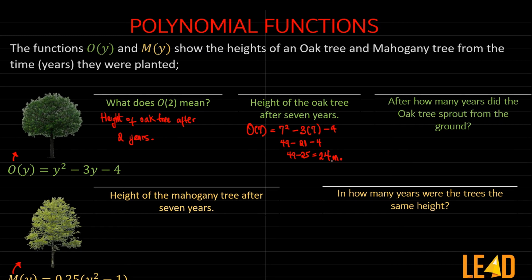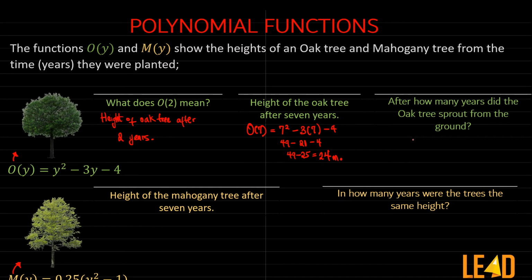After how many years did the oak tree sprout from the ground? Good. Now, I think the idea behind this question is that when you bury a seed, it takes a while before the tree begins to shoot from the ground, yeah? So it takes a while before it does that. So you could say, basically, when it begins to sprout from the ground is when the height becomes 0. Because when you measure the height of a tree, of course, you measure from the ground up. So when is the height 0? So that means that basically O is 0, or the height is 0, and we're looking for the year, right?